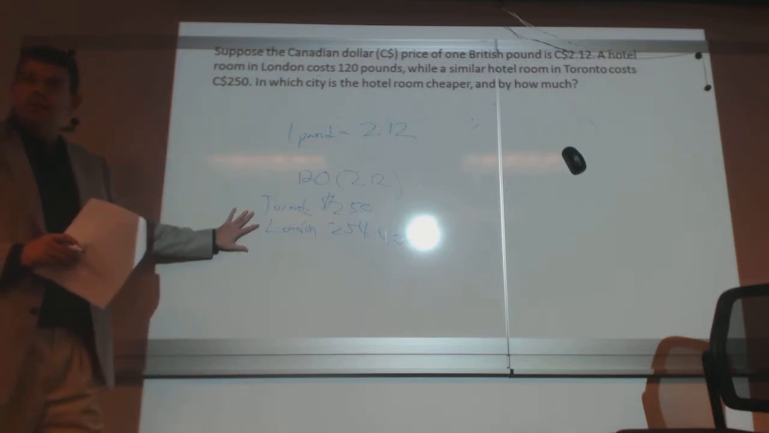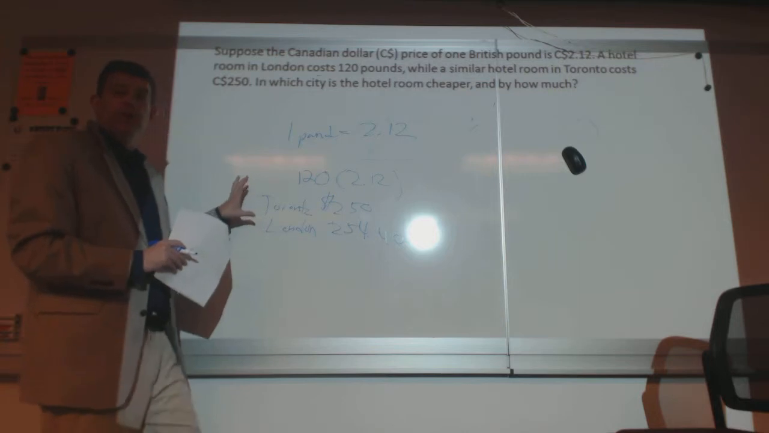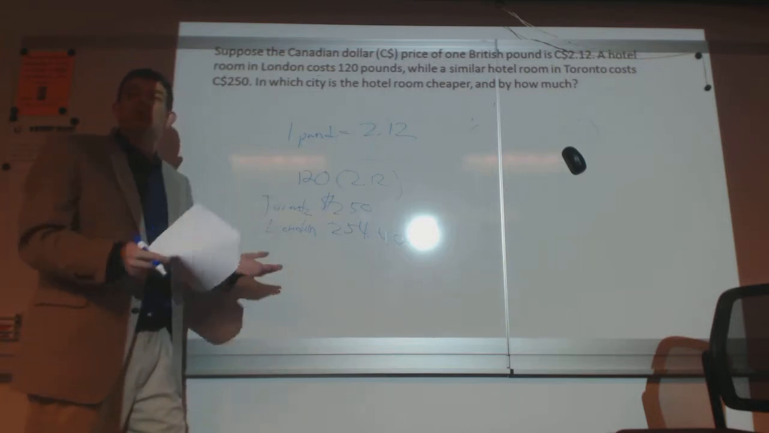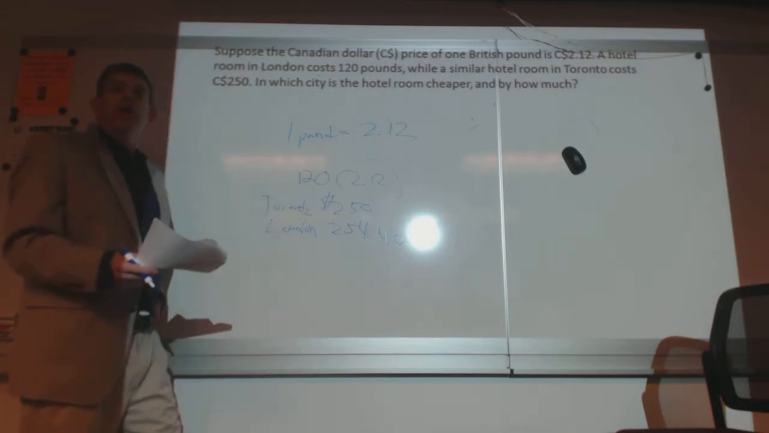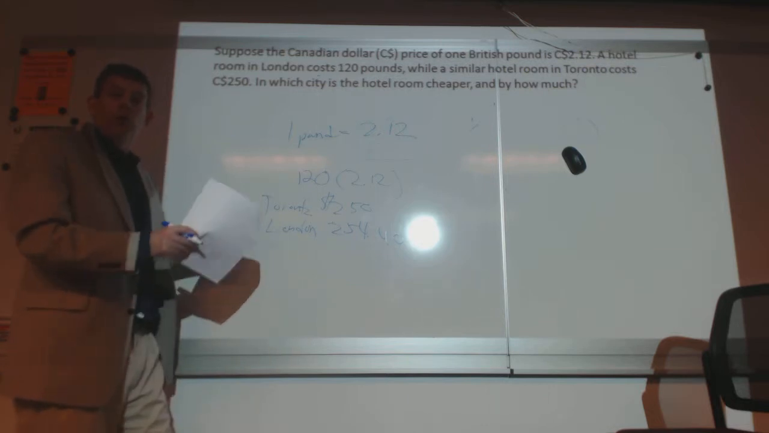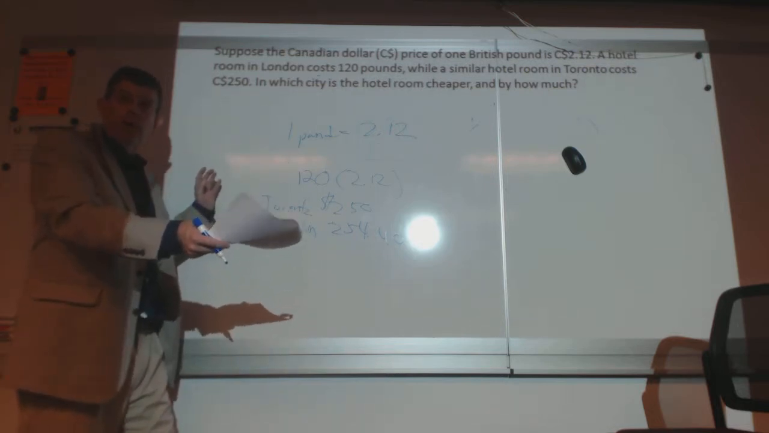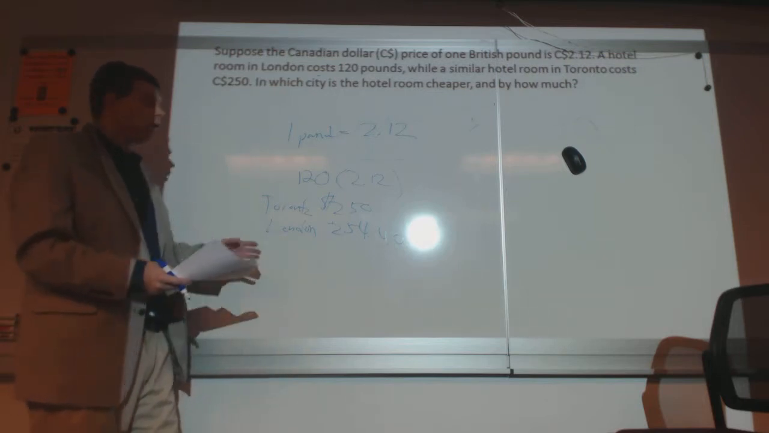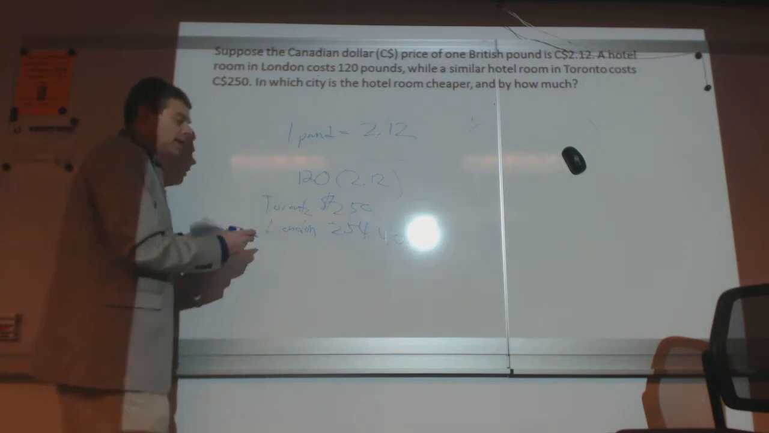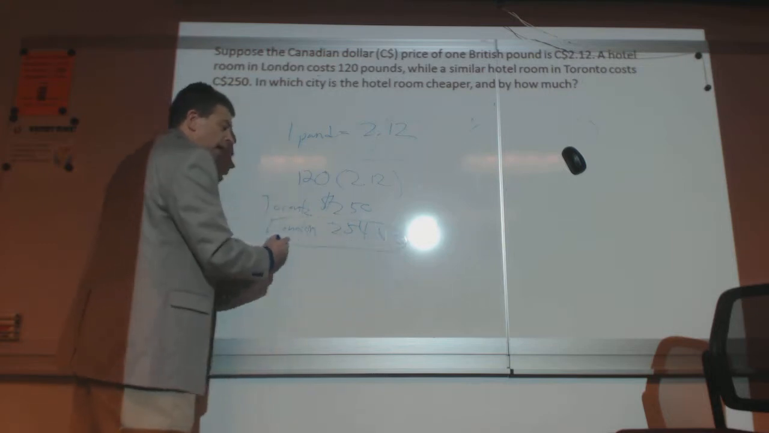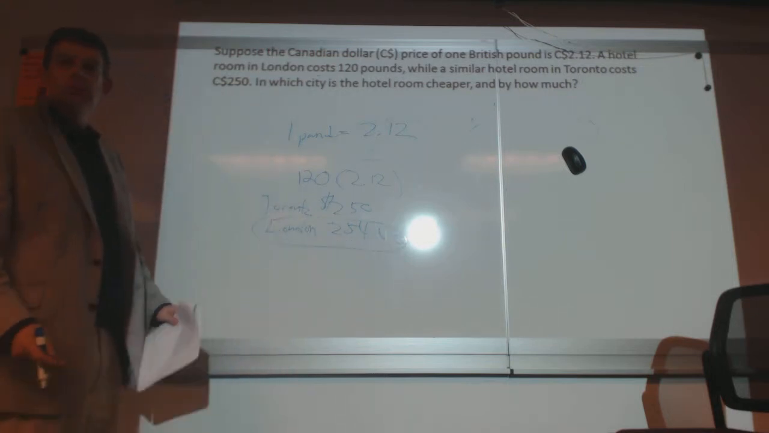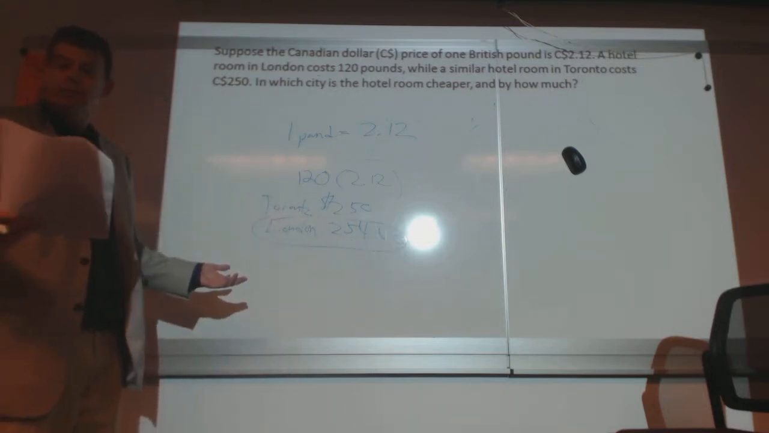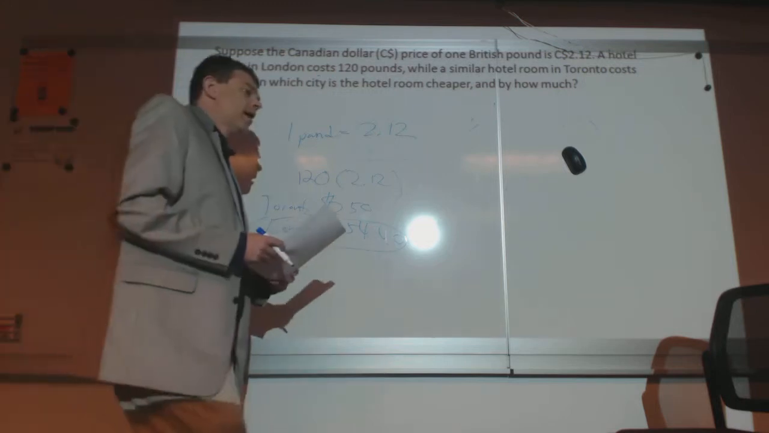254.40 Canadian. Oh, I'm jumping on. Now we have converted apples to apples and oranges to oranges here. So even though it's basically the same hotel room in different parts of the world, because of the relative difference in currency value, the room is actually a little bit more expensive where? In London, right. Okay, very good.